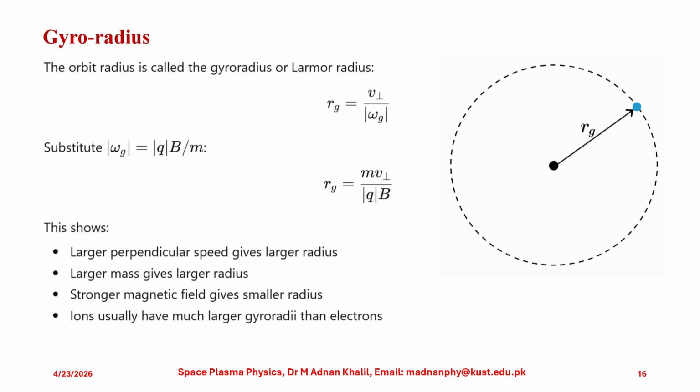The figure on the right shows the orbit radius as a real geometric distance from the center to the particle. This is useful because it helps students see gyroradius as a physical spatial scale, not just a formula. The last statement on the slide is very important. Ions usually have much larger gyroradii than electrons because ions are much heavier.